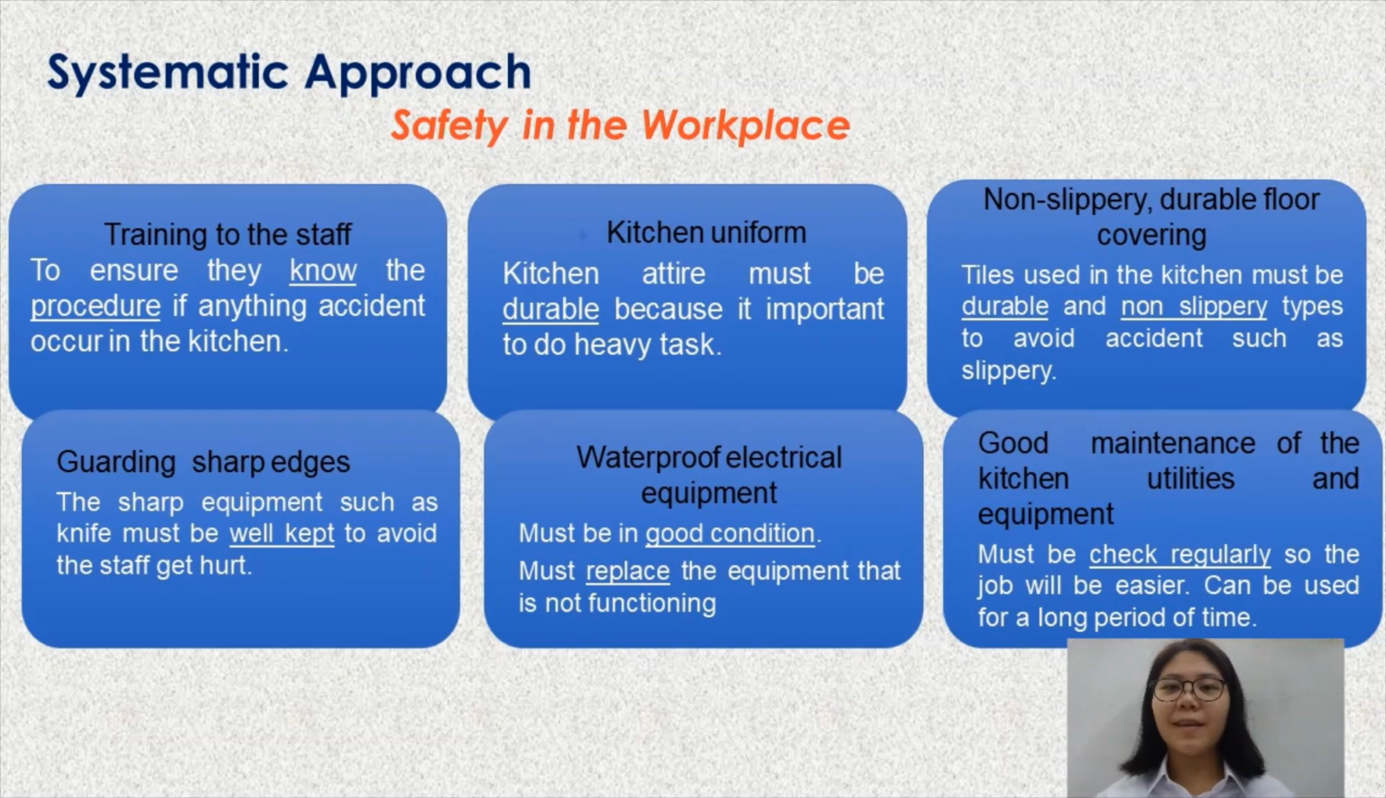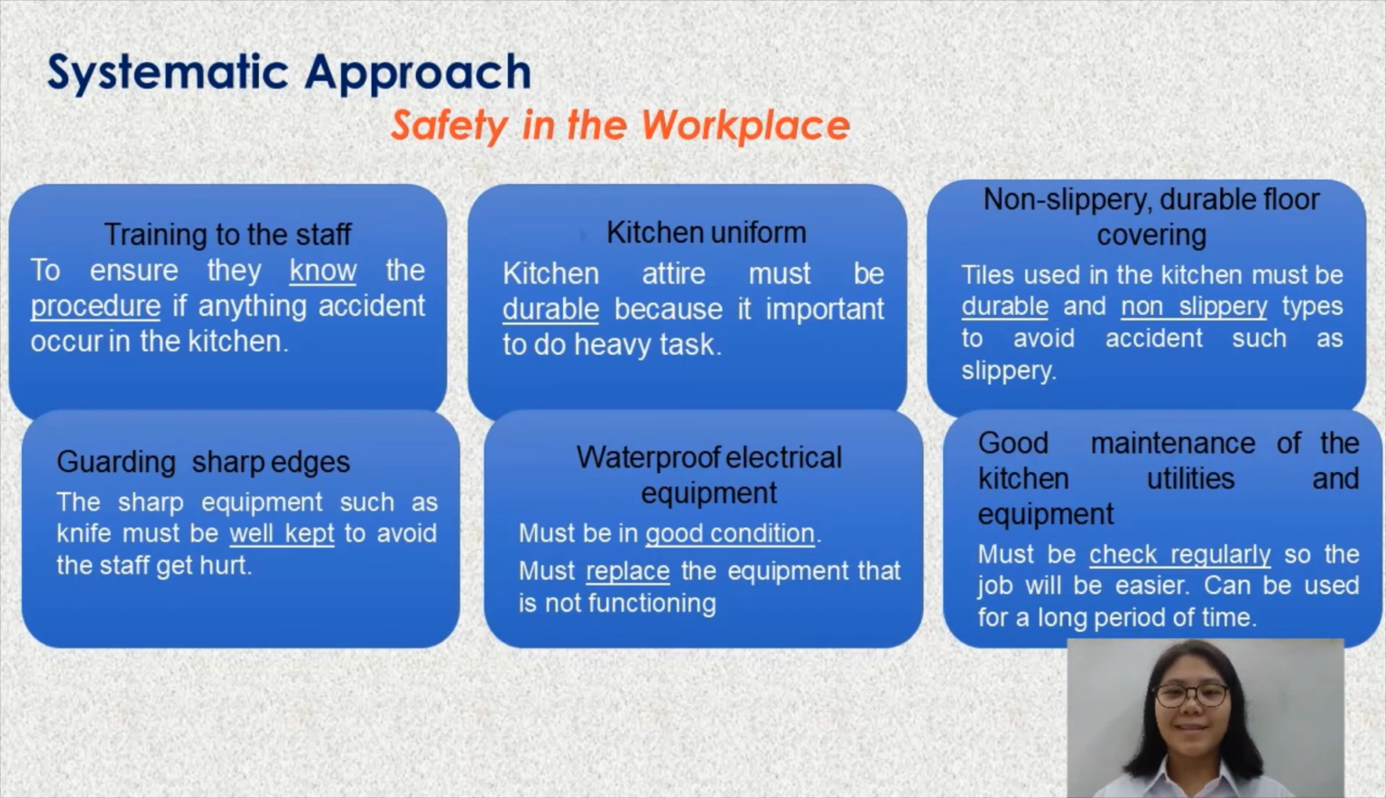As for safety in the workplace, provide training to the staff. This is to ensure that they know the procedure if anything happens suddenly in the kitchen. And the kitchen uniform they wear. The kitchen attire must be durable because it is important for doing heavy tasks. As for the floor, they should use a non-slippery and durable floor covering. The tiles used need to be of these types to avoid accidents such as slipping.